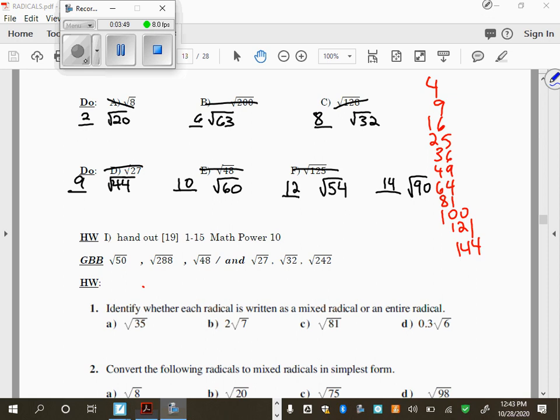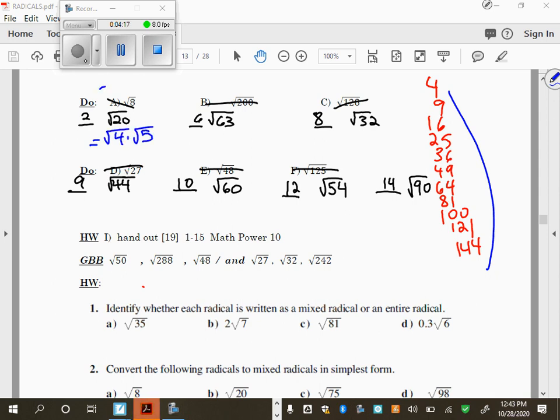Okay, let's do the questions that we haven't seen yesterday. Most of them we haven't seen anyway. So radical 20 is a number on this list, one of the red numbers. One of these numbers times another number that equals 20. 2 times 10, who cares? 2 and 10 are not on the list. One of the numbers has to be on the list. So it's radical 4 times radical 5.